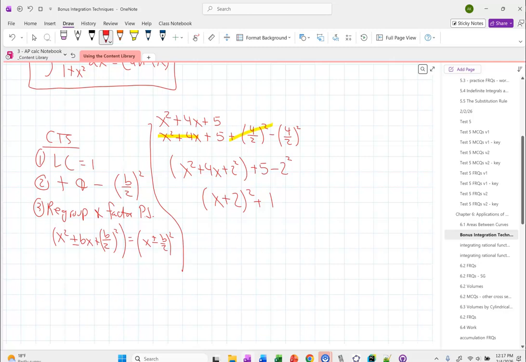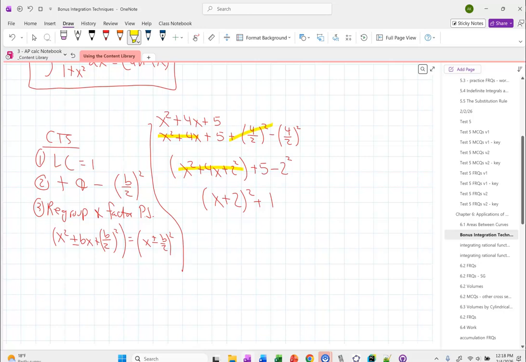The third step is to regroup and factor the perfect square. So the group that I need to make is going to be x squared plus bx or minus, depending on what the bx term is, positive or negative, and then the b over 2 squared. So that's what I took there. That's the group that I'm going to be factoring. The other pieces are just the leftovers on the outside. Everybody okay there?